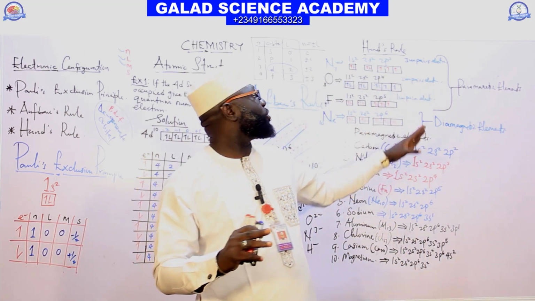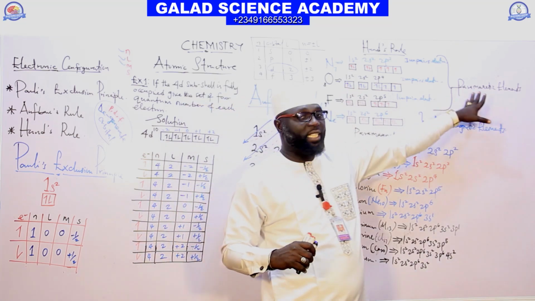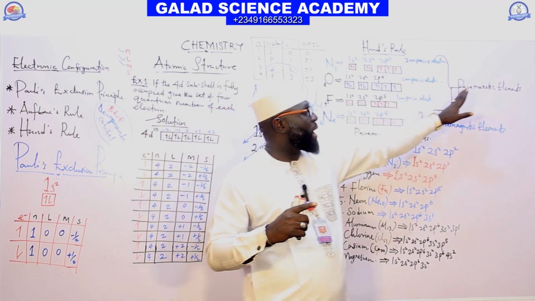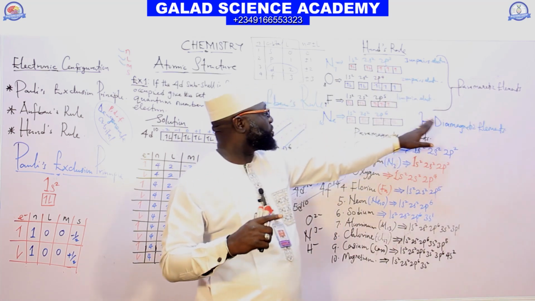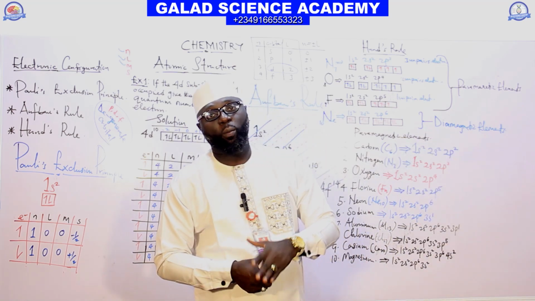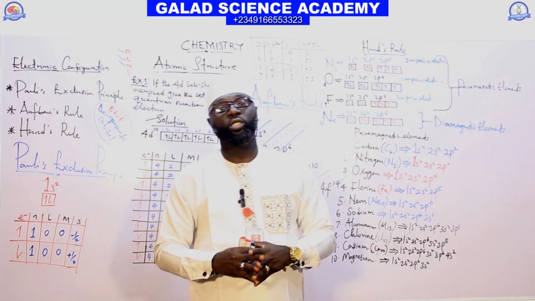So you can use Aufbau's principle to determine three things. Number one, the number of unpaired electrons in an atom. Number two, remember the word paramagnetic element: any element that partially fills the degenerate orbitals is called a paramagnetic element. And lastly, diamagnetic elements: elements that completely fill the degenerate orbitals. So that is all about atomic theory.